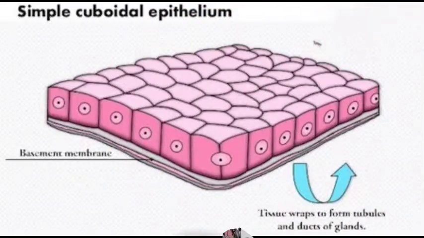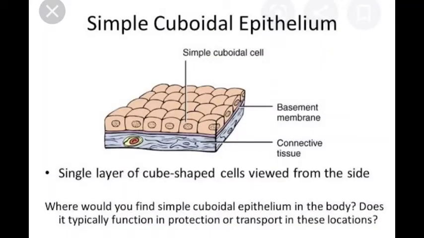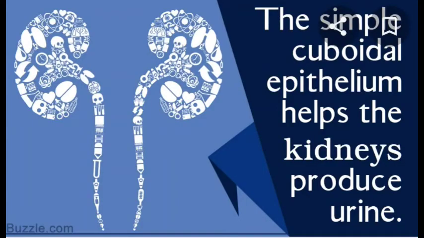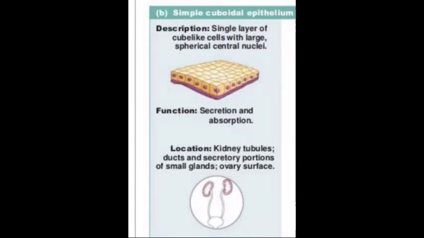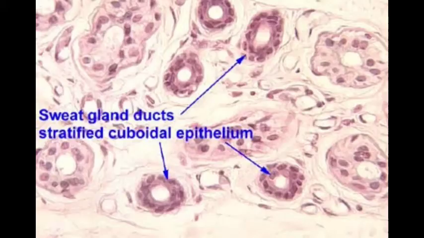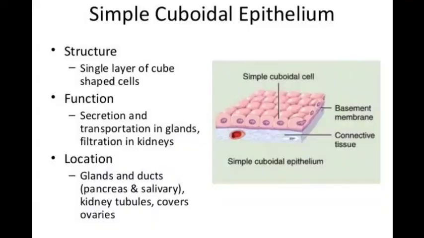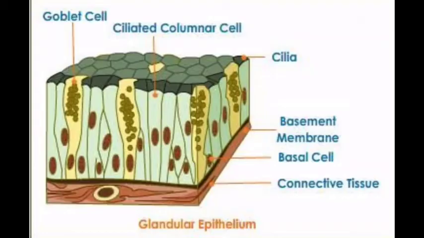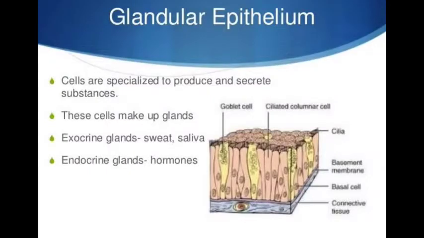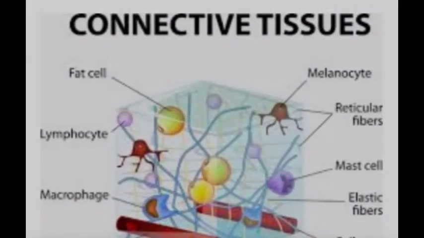Next, cuboidal epithelium consists of cube-shaped cells. The location is in the lining of the kidney tubules and ducts of the salivary glands. Its function is secretion and absorption and provides mechanical support. Sometimes a portion of the epithelial tissue folds inwards and a multicellular gland is formed. This is glandular epithelium. The next type of animal tissue is the connective tissue.